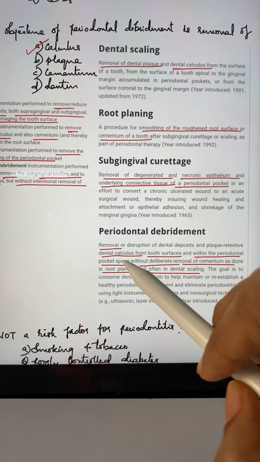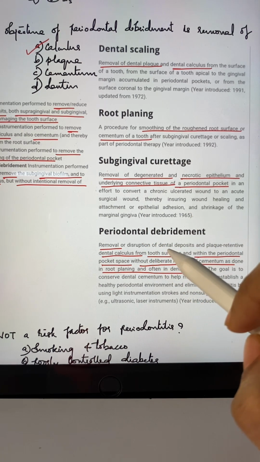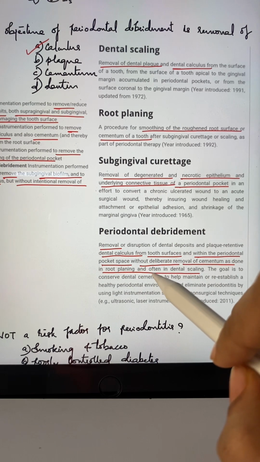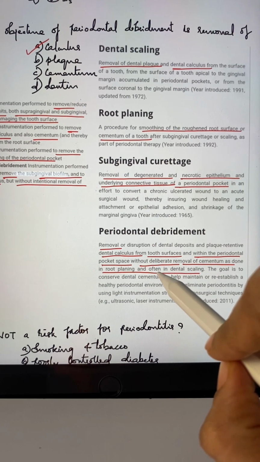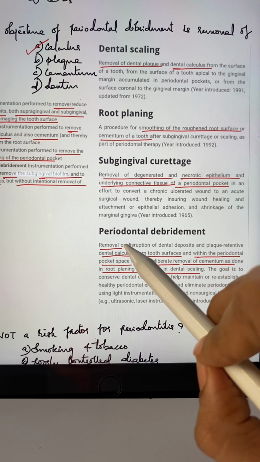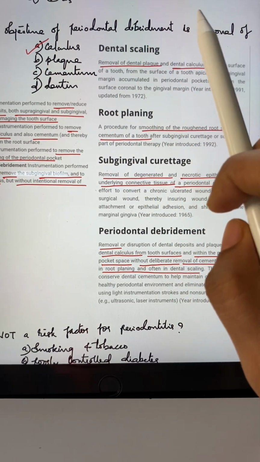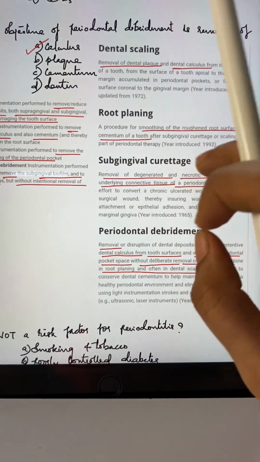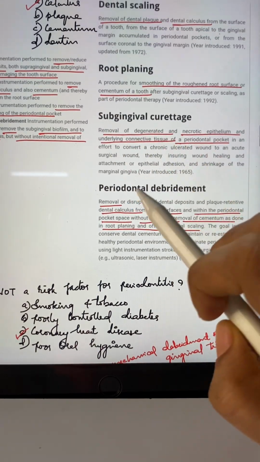But periodontal debridement is the removal or disruption of dental deposits like dental calculus from the tooth surface and within the periodontal pocket space, without deliberate removal of cementum. That is really important. We don't remove cementum here. That is a major goal of periodontal debridement that you need to understand. So the primary objective of periodontal debridement is removing the calculus, not the cementum or dentin. So that is the answer. I think now you understand the difference between these four.